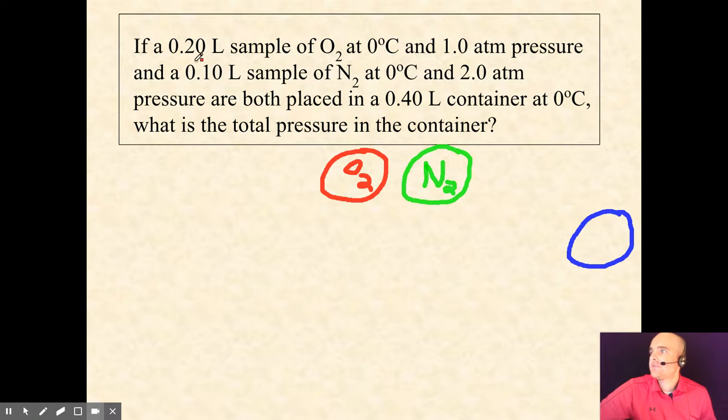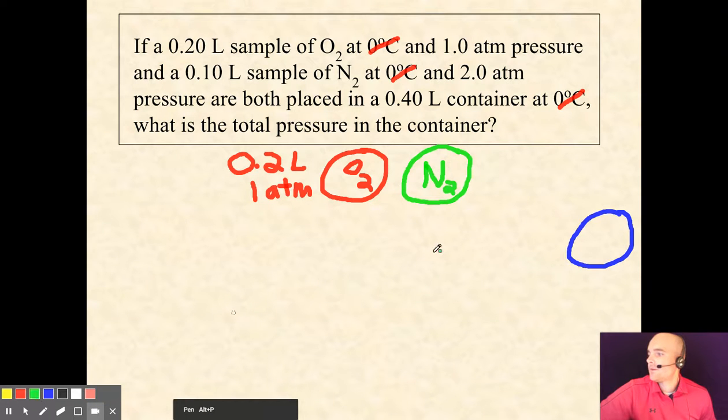So I know that my oxygen was at 0.2 liters and 0 degrees Celsius and 1 atmosphere. I notice that 0 degrees Celsius doesn't change, so if it doesn't change, just exclude it because it's not going to be a factor in the calculation. So I'll put 0.2 liters here and 1 atmosphere, excluding sig figs just for time. So 0.2 liters and 1 atmosphere.